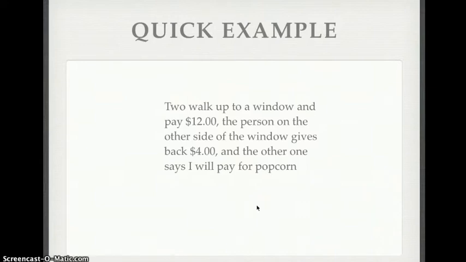Let's go through some level 2, 3, and 4 examples. The level 2 example. So obviously, this is a situation where two people are on a date. Somebody paid for both of them. For the movie.